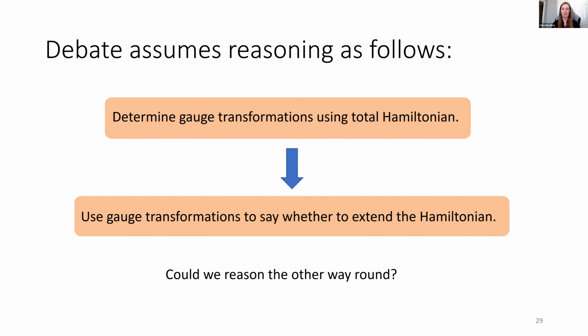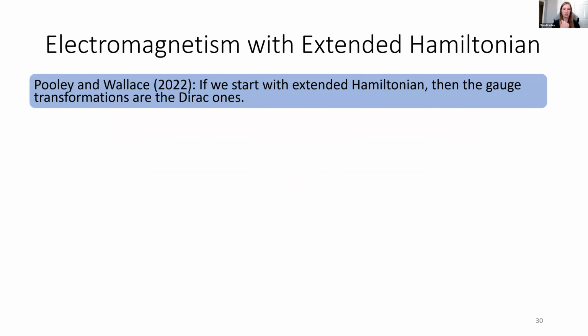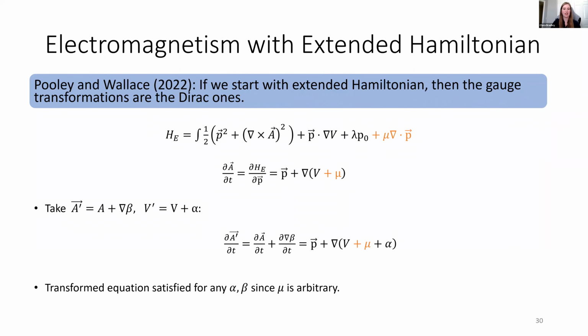Now, there are already some suggestions in the literature that this is the right way to go. So returning to this case of electromagnetism again, there's a recent paper by Oliver Pooley and David Wallace who argue that in this case and against Pitts, if one starts with the extended Hamiltonian, then one finds the gauge transformations just are the Dirac ones. And one can see this as follows.